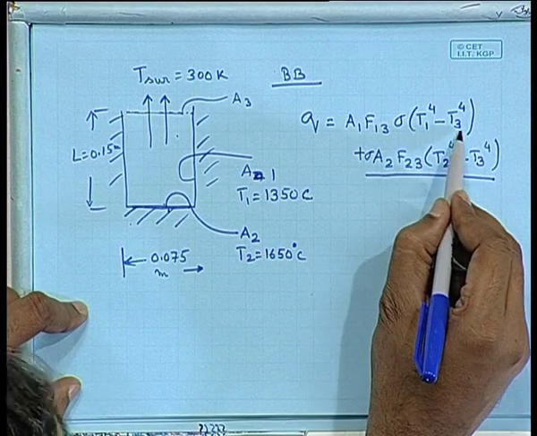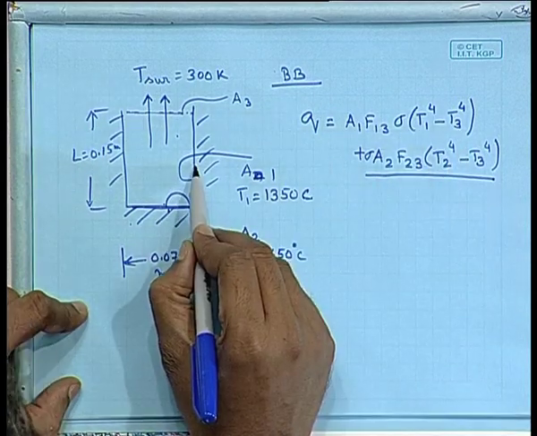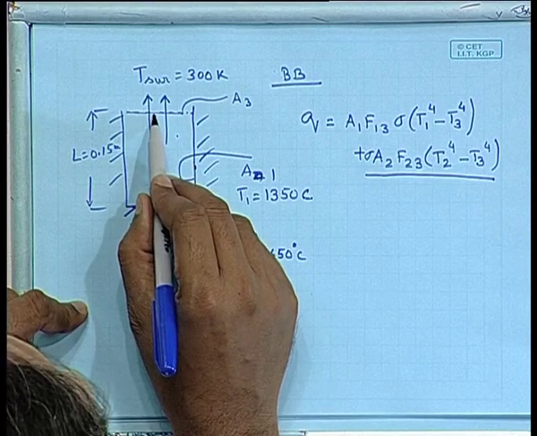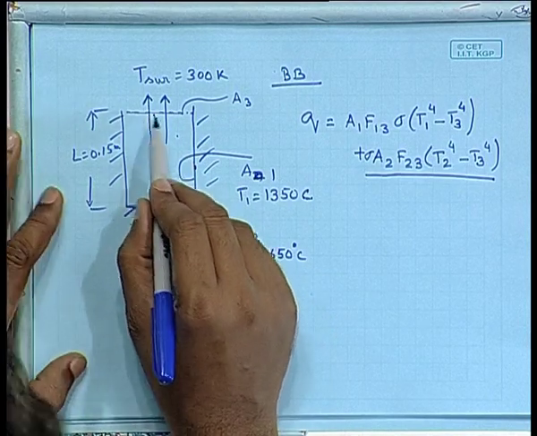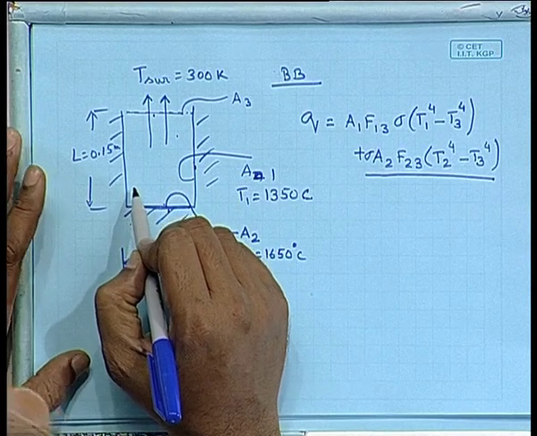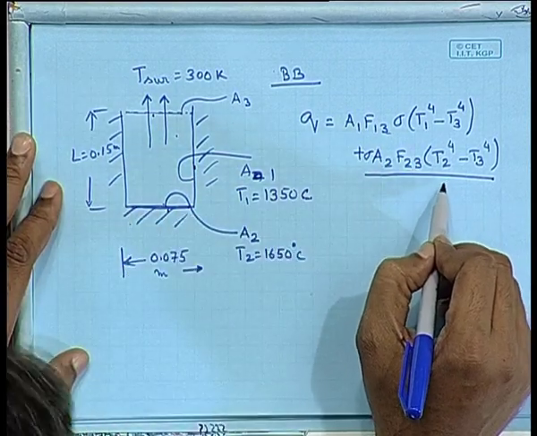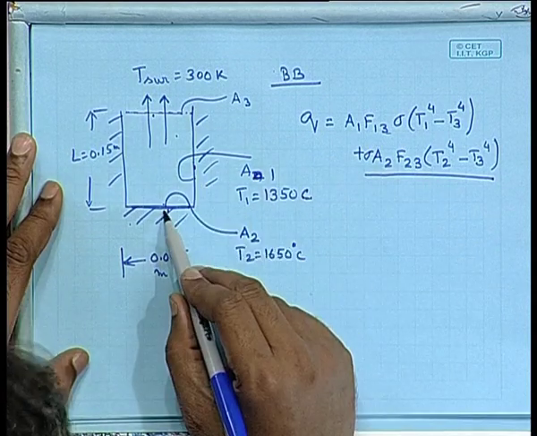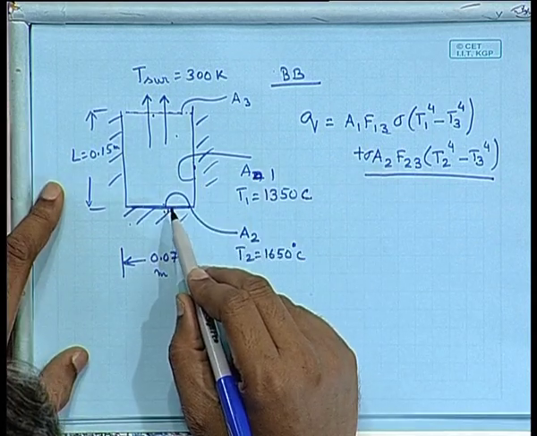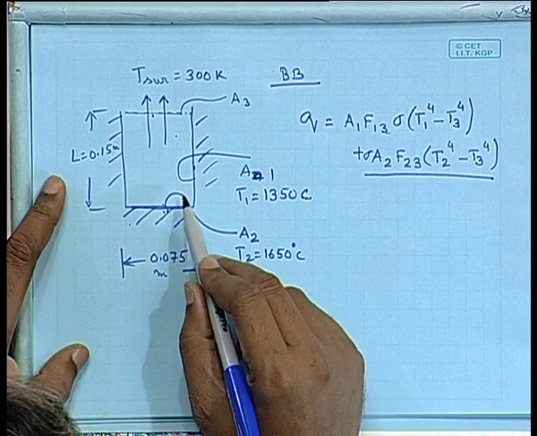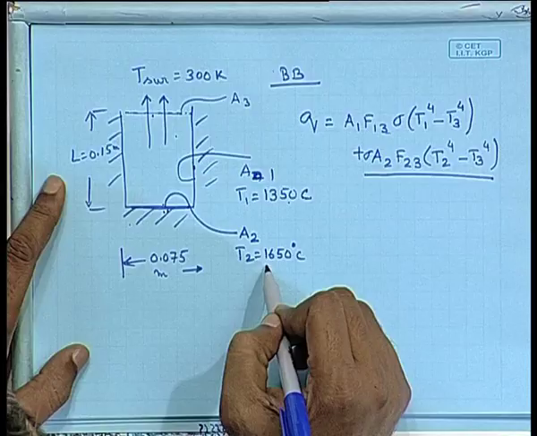This is the net amount of heat you have to supply at 1 due to its radiative interaction with surface 3. Since all these surfaces can be treated as black bodies as part of the problem, this is what we are going to have. Do I need to consider A1 and A2? A1 and A2 are definitely going to exchange some amount of energy since they are at different temperatures.